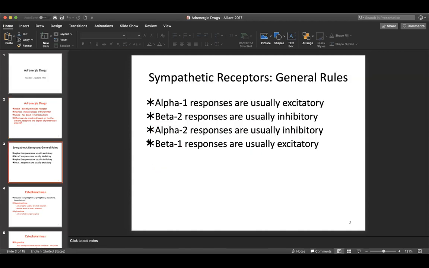So as a review, remember that this comes back from when we talked about the autonomic nervous system many, many moons ago. The alpha-1 responses, if it's got a 1 subscript, are typically going to be excitatory. Stimulate the alpha-1 receptor, we get vasoconstriction. Stimulate the beta-1 receptor, we get increased force of contraction of the heart. Whereas the 2 subscripts are going to be more inhibitory. They vasodilate or they relax. Or, for example, the alpha-2 receptors inhibit the release of transmitter.